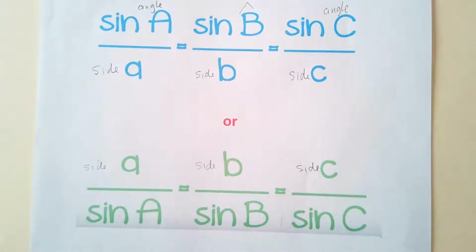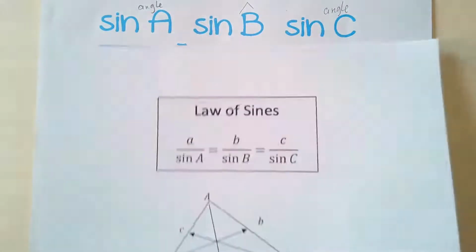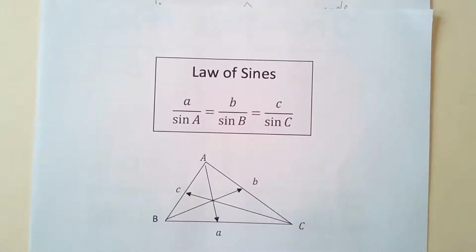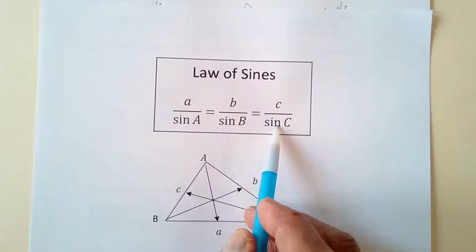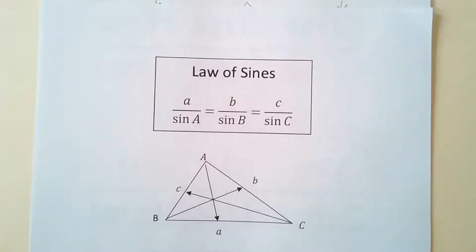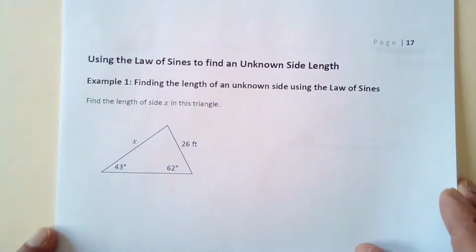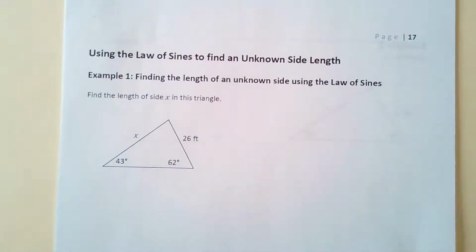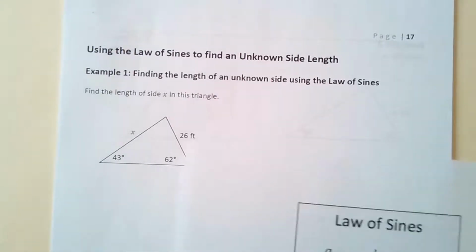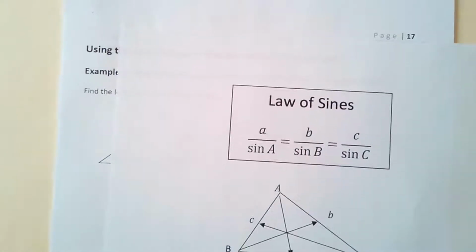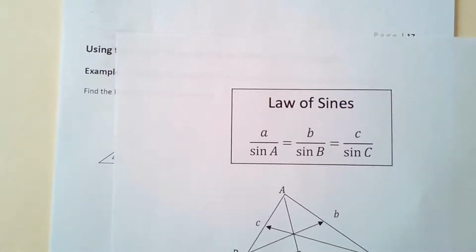When we work through a few examples, it will come to life. So we can simplify the law of sines: a over sine A equals b over sine B equals c over sine C. Let's look at some examples from your booklet. Let's look at the first one, using the law of sines to find an unknown length. We'll be referring to our sine rule frequently.